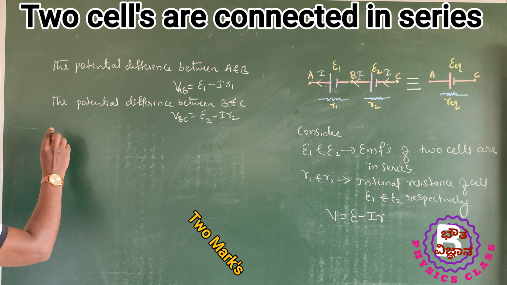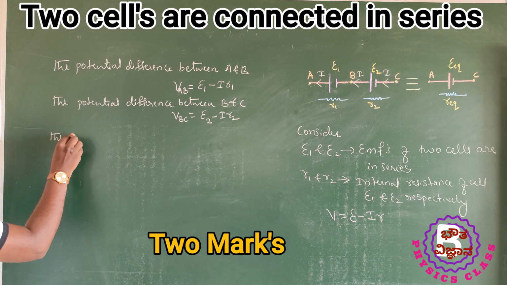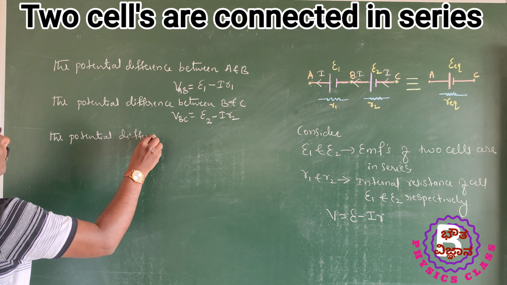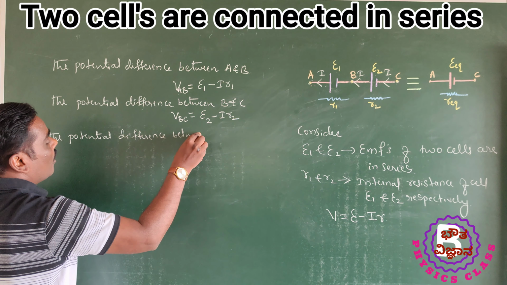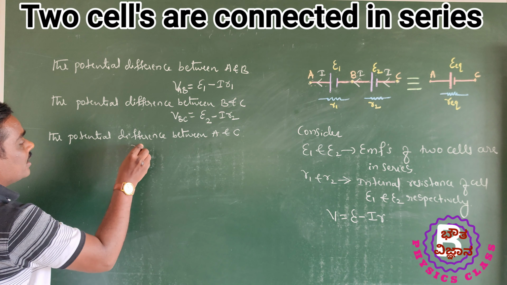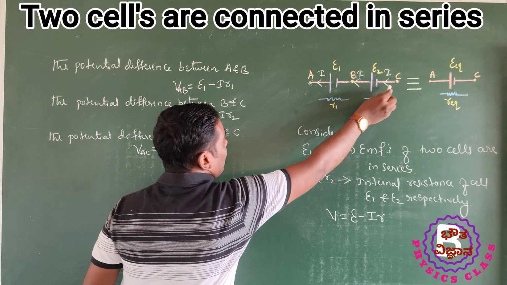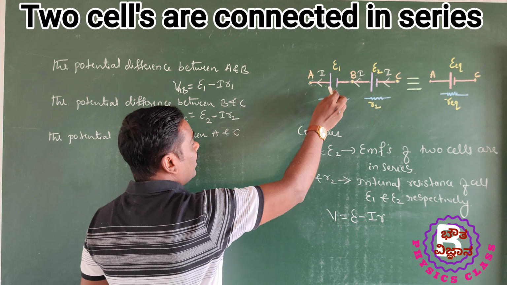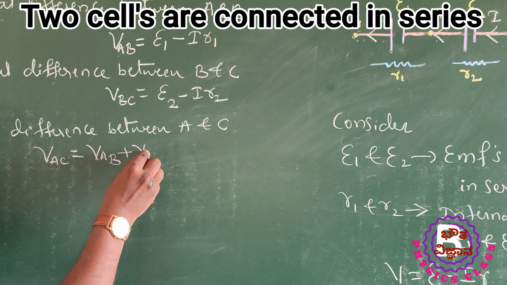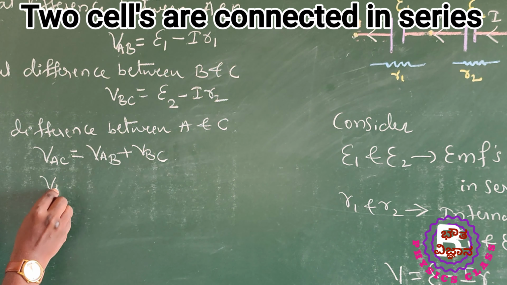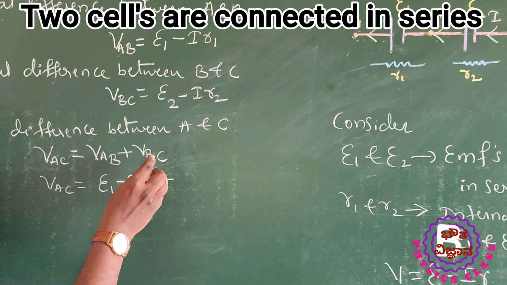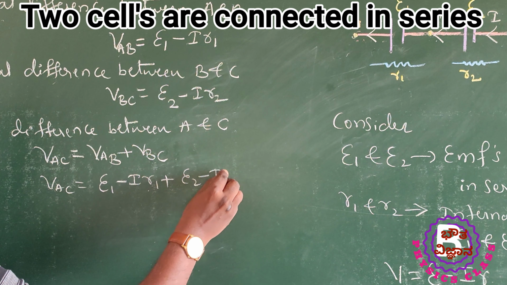Now what is the total potential difference? So the potential difference between say A and C, that I will write as VAC. So now VAC is nothing but the sum of the potential difference between AB and BC. ಎರಡು ಸಮ್ಮಿಗೆ ಈಕ್ವಲ್ ಆಗುತ್ತೆ. So it is VAB plus VBC ಅಂತ ನಾವು ಬರೀಬಹುದು. Then VAC equal to, what is the VAB? It is E1 minus I into R1 plus what is VBC? It is E2 minus I into R2.